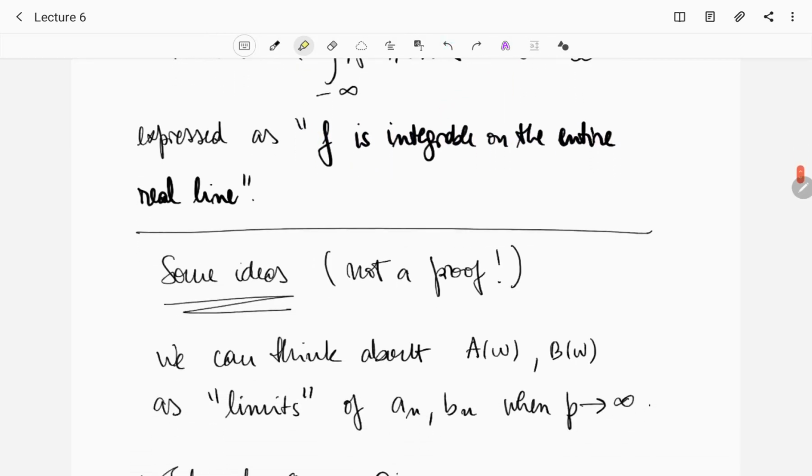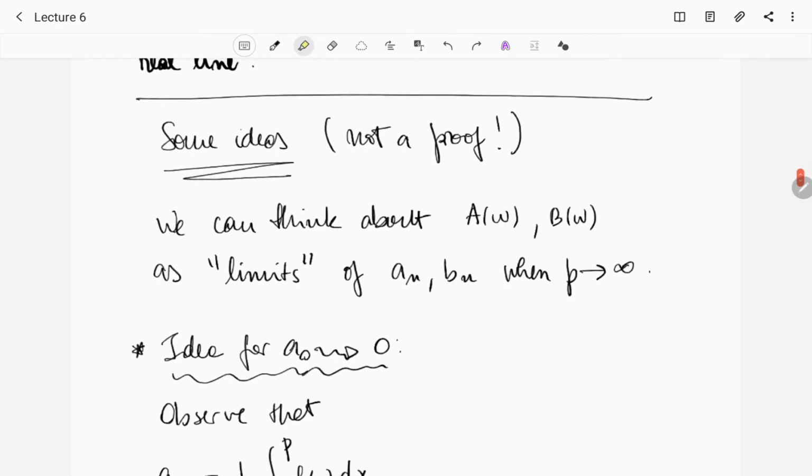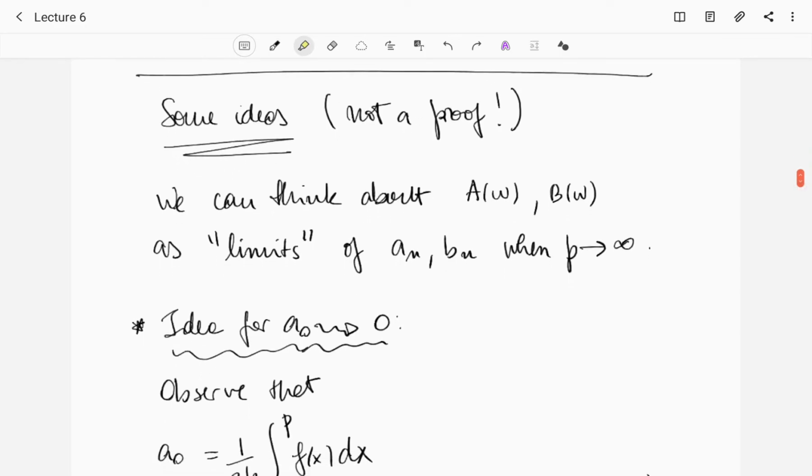Okay, now we are trying to give some ideas of how we can deduce the Fourier integral representation from the series one, but you can skip this part if you want. We can think about these two, A of omega and B of omega, as limits of a_n and b_n when p goes to infinity.